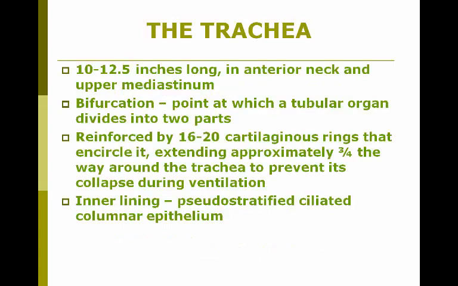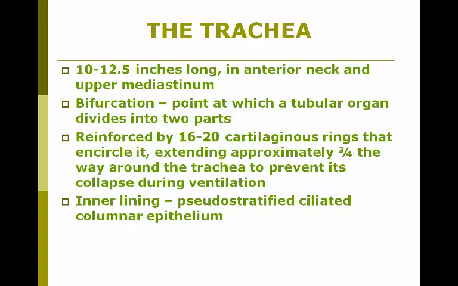The trachea is from 10 to 12 inches long. It's in the anterior neck, the front part, and in the upper mediastinum, mediastinum being the region between the lungs. The trachea divides at about the level of T4, the 4th thoracic vertebra, and it divides at a point called the bifurcation. The word bifurcation means area where a tubular organ divides into 2 parts, because bi means 2.